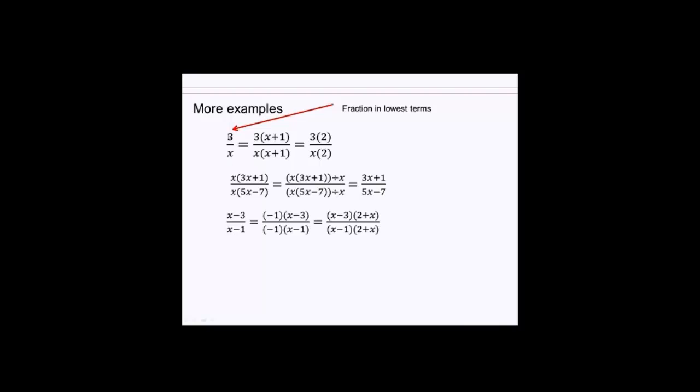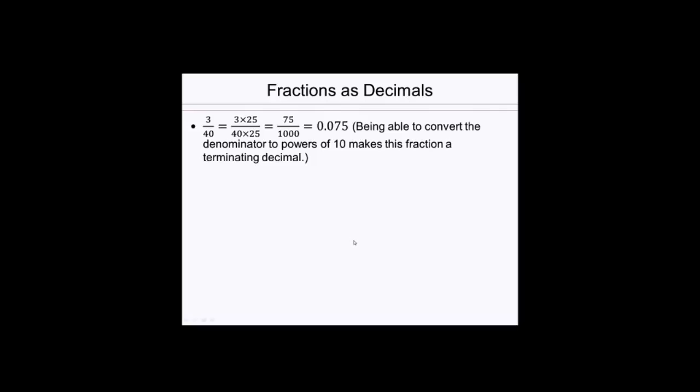So here we have 3/x, which is a fraction in lowest terms. When you multiply top and bottom by another algebraic expression, now it's no longer a fraction in lowest terms. Here, when you divided by x, you created a fraction in lowest terms. So fractions can be looked upon as other things.